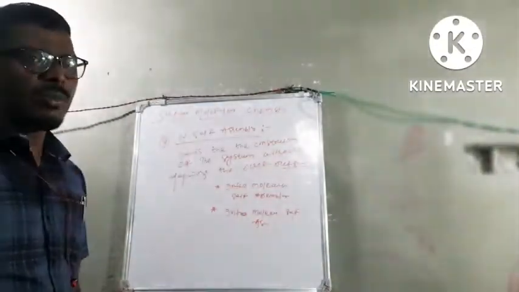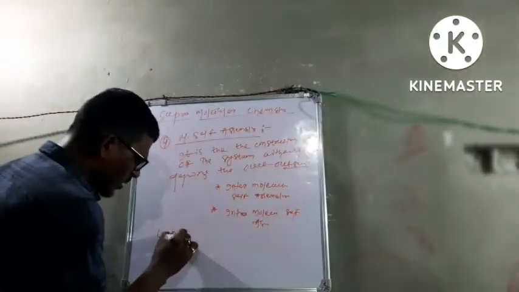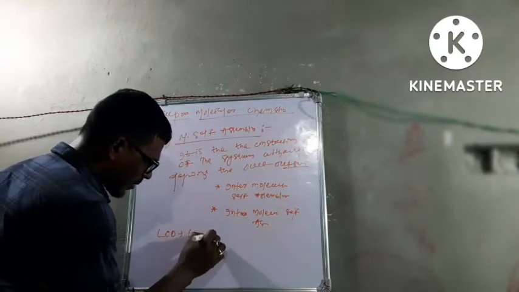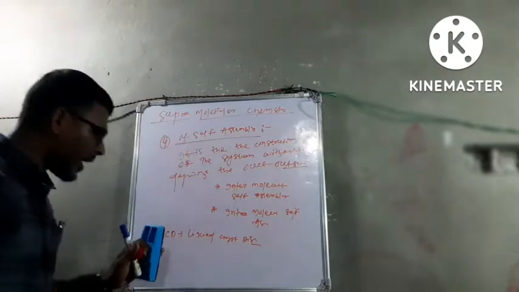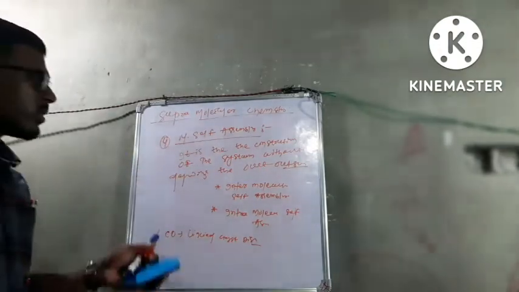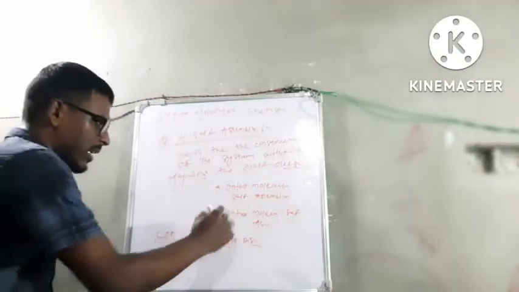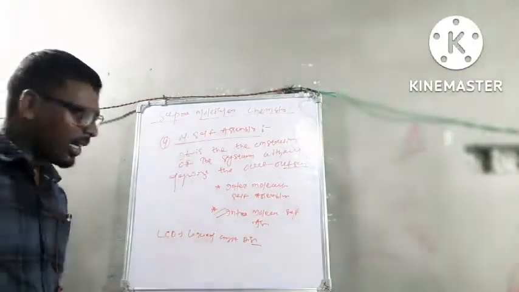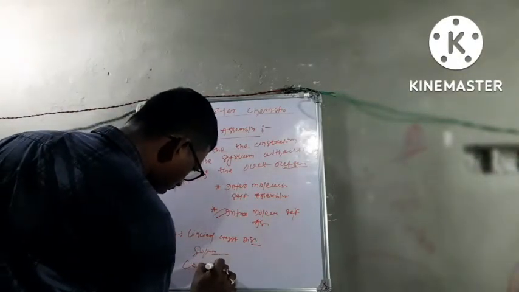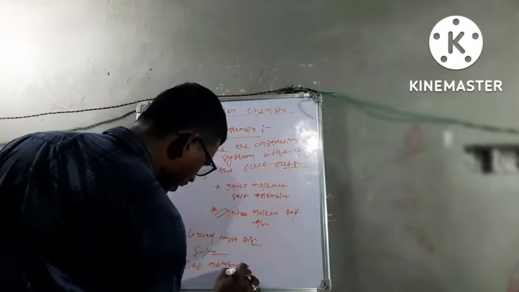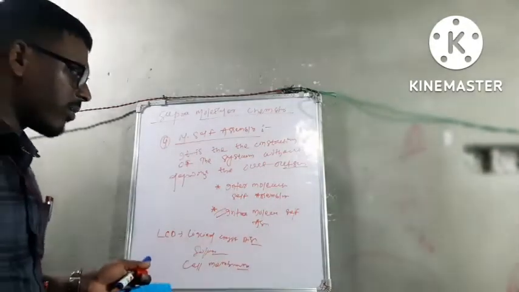such as the LCD, which is a liquid crystal display. Inside the LCD we see intramolecular self-assembly. The second example is the cell membrane inside our body. So this is the basic concept of supramolecular chemistry.